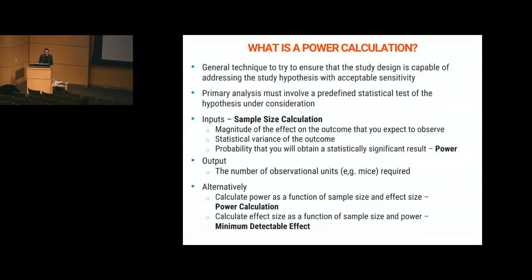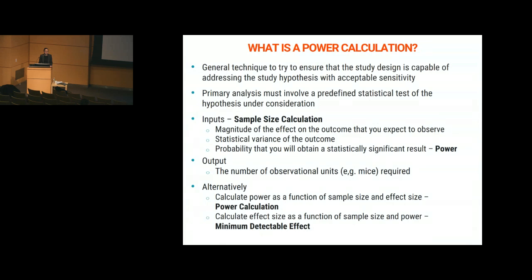So what is a power calculation? Again, the goal is to make sure that the study, the way you designed it, if you assign 10 patients or 12 or 6 per group, is capable of addressing the study hypothesis with some acceptable sensitivity or precision or accuracy. We have to specify what tests we're going to use to answer this hypothesis, and of course the outcome and the variables measured. The sample size calculation depends on the magnitude of the effect of the outcome.